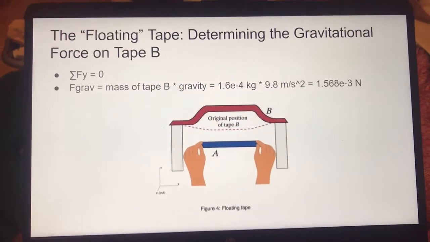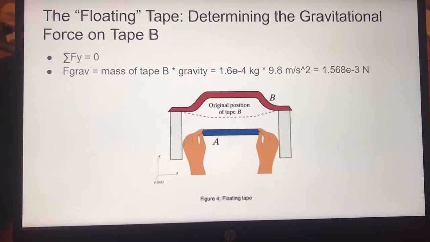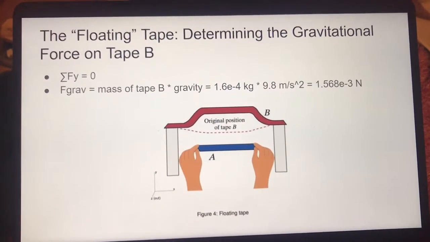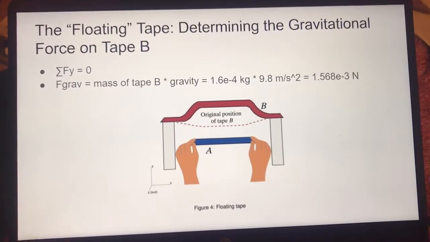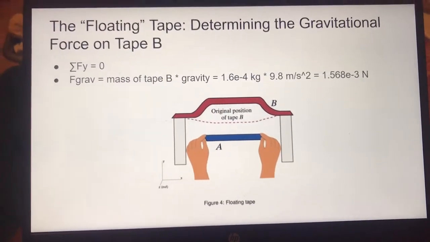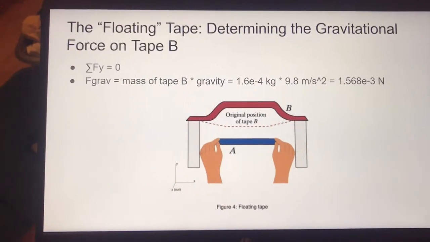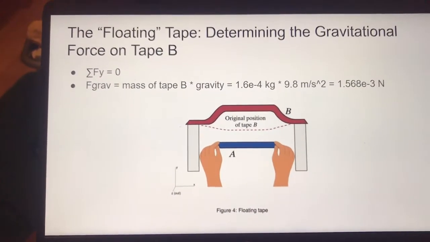found the mass of tape B, which I found in our online textbook to be 1.6 times 10 to the negative 4th kilograms, and multiplied by gravity, 9.8 meters per second squared, which equals 1.568 times 10 to the negative 3rd newtons.